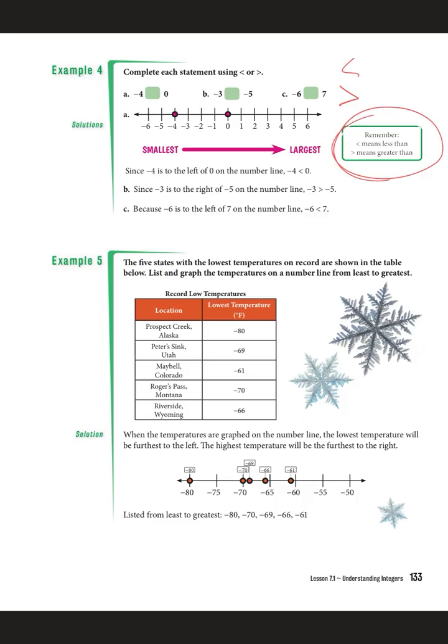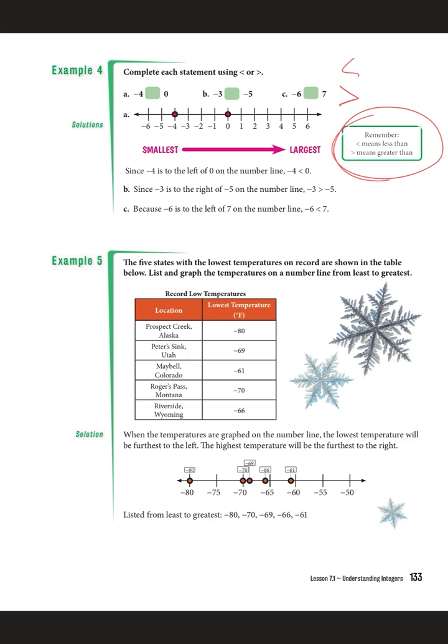On example 5, it says the 5 states with the lowest temperatures on record are shown in the table below. List and graph the temperatures on a number line from least to greatest. So right there we got record low temperatures on the left. You've got Prospect Creek, Alaska, Peters Sink, Utah, Maybell, Colorado, Rogers Pass, Montana, and Riverside, Wyoming, along with their corresponding lowest temperatures, which would be -80, -69, -61, -70, and -66 degrees Fahrenheit.